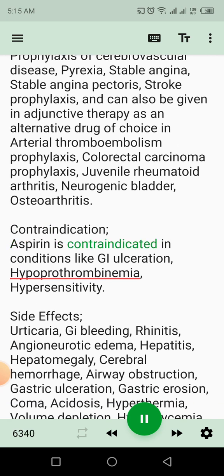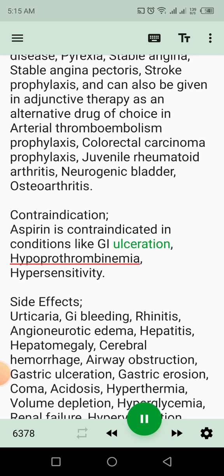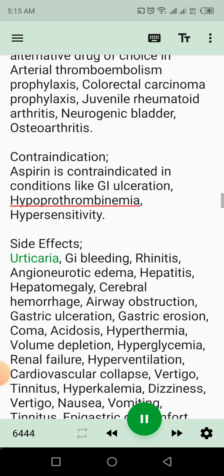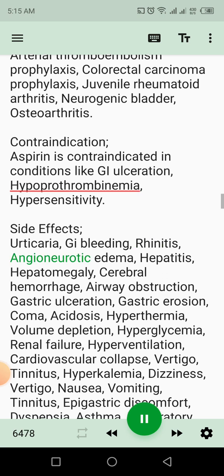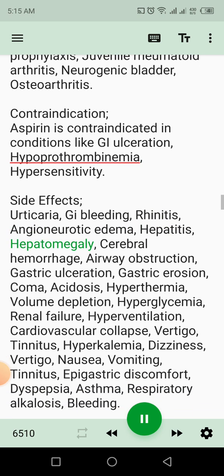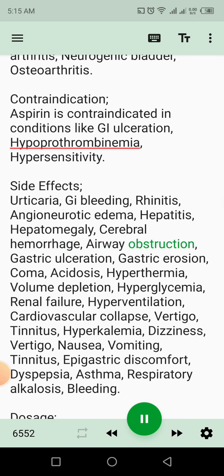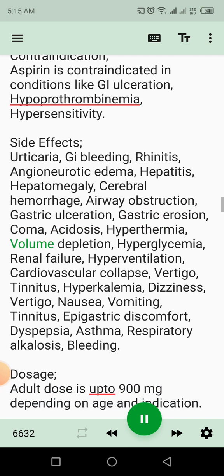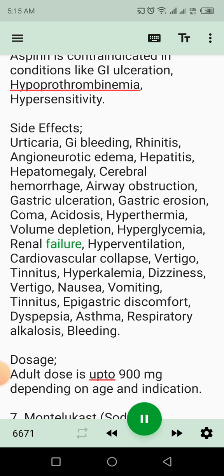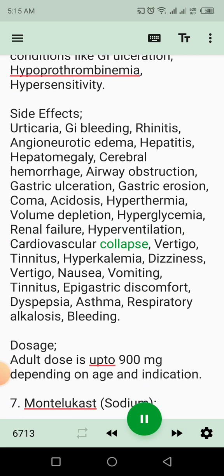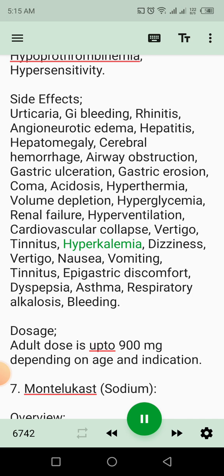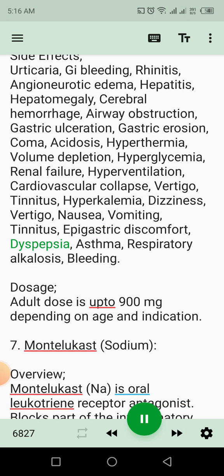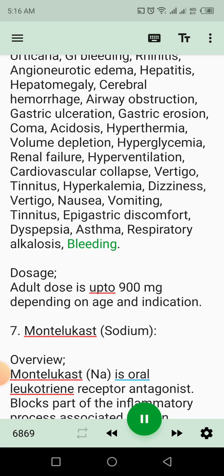Contraindication. Aspirin is contraindicated in conditions like GI ulceration, hypoprothrombinemia, hypersensitivity. Side effects. Urticaria, GI bleeding, rhinitis, angioneurotic edema, hepatitis, hepatomegaly, cerebral hemorrhage, airway obstruction, gastric ulceration, gastric erosion, coma, acidosis, hyperthermia, volume depletion, hyperglycemia, renal failure, hyperventilation, cardiovascular collapse, vertigo, tinnitus, hyperkalemia, dizziness, nausea, vomiting, epigastric discomfort, dyspepsia, asthma, respiratory alkalosis, bleeding.